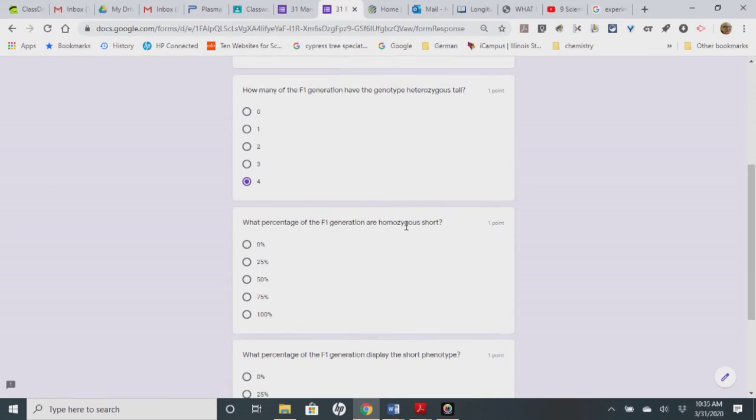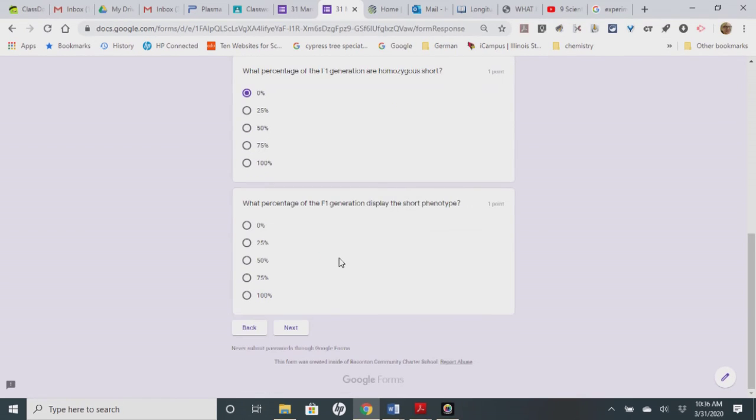What percentage of the F1 generation are heterozygous short? None of them were. And then the last question for problem number 2 was what percentage of the F1 generation display the short phenotype? And that is 0. And then I go on to the next problem.